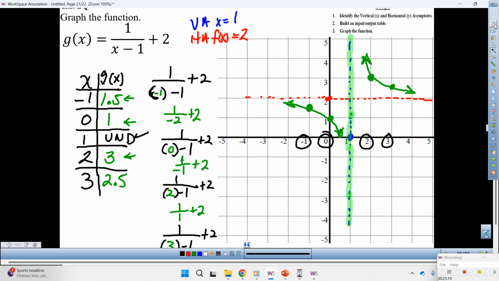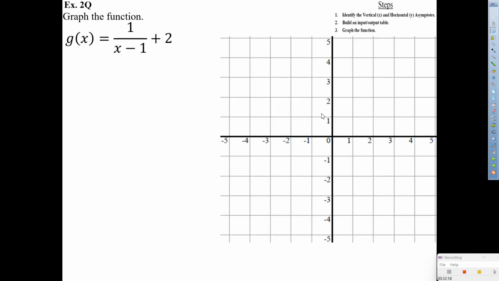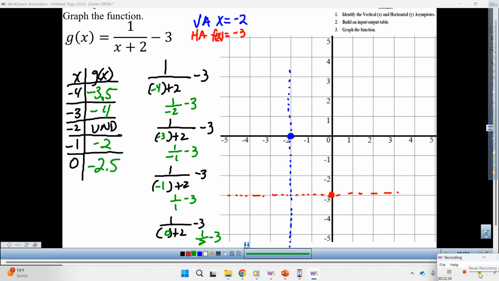All right, so I did one with you guys. Here goes another one. Do that one by yourself, please. It says graph the function 1 over x plus 2, minus 3. Go through the entire process. I'll give you guys some time. And go. All right, take your work so far. Look up to the screen.